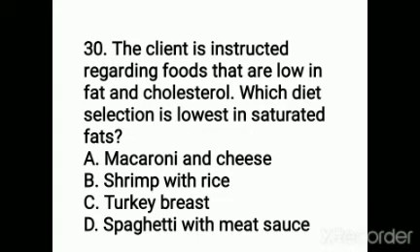Question number 30. The client is instructed regarding foods that are low in fat and cholesterol. Which diet selection is lowest in saturated fats? Options are: A, macaroni and cheese; B, shrimp with rice; C, turkey breast; D, spaghetti with meat sauce. Correct answer option C, turkey breast.